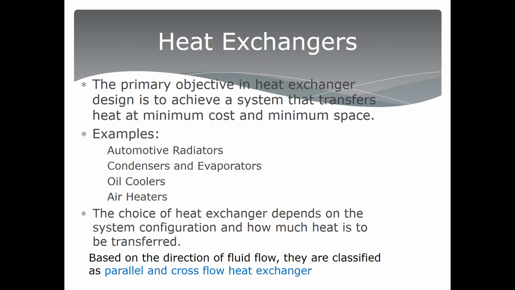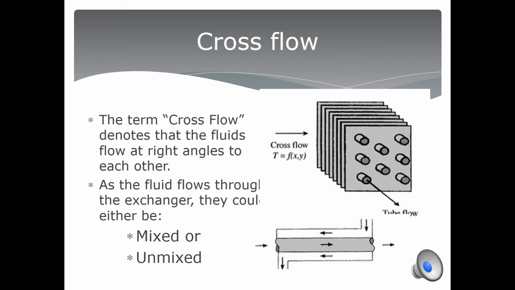Based on the direction of the fluid flow, heat exchangers could be classified as parallel or cross-flow heat exchangers. The term cross-flow denotes that the fluids flow at right angles to each other. As the fluids flow through the exchanger, they could be either mixed or unmixed.